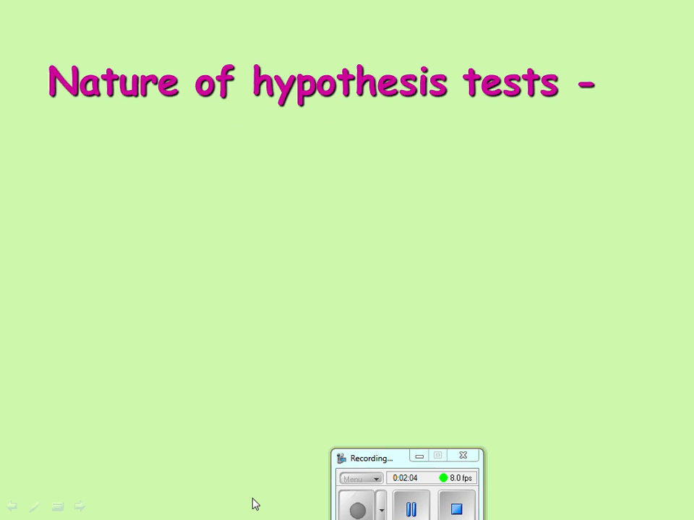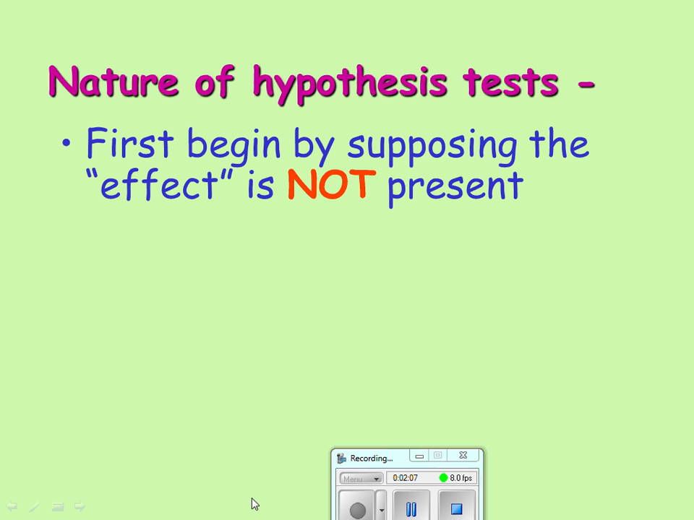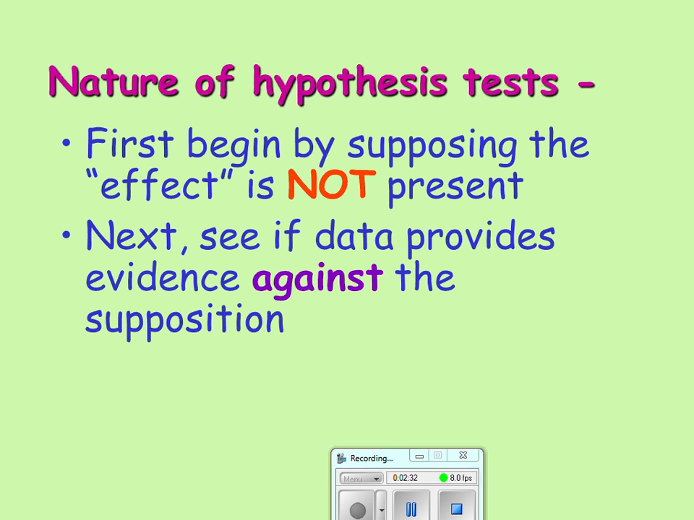All right, so let's take a look at the nature of the hypotheses tests. So H sub O. First, we begin by supposing the effect is not present. I know it sounds kind of strange that we're looking at something that's not present, but that's how you start your null hypothesis. You look at the status quo. You look at something that has no effect, that nothing's out of the norm. And then we see if the data provides evidence against the supposition. Now, like I said, it seems kind of strange this way, but when we get to our numbers, you'll hopefully see why.